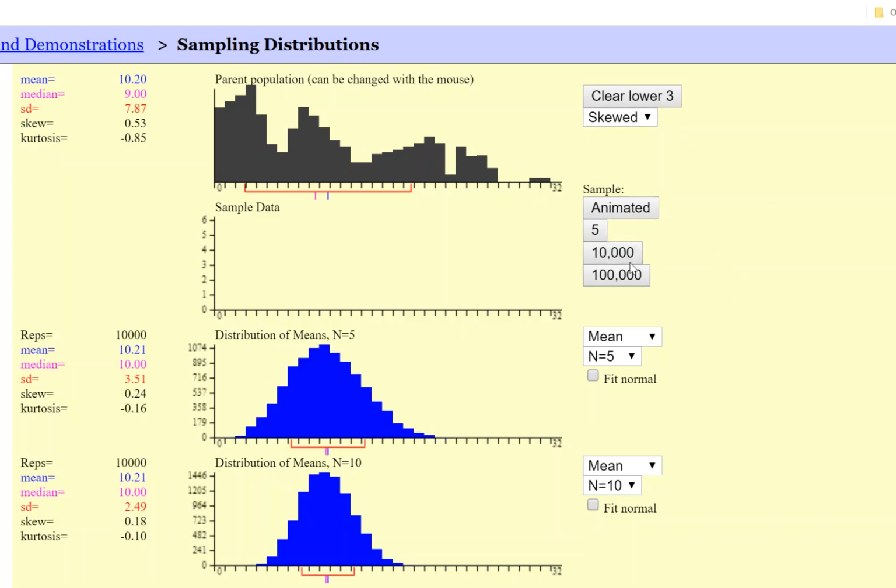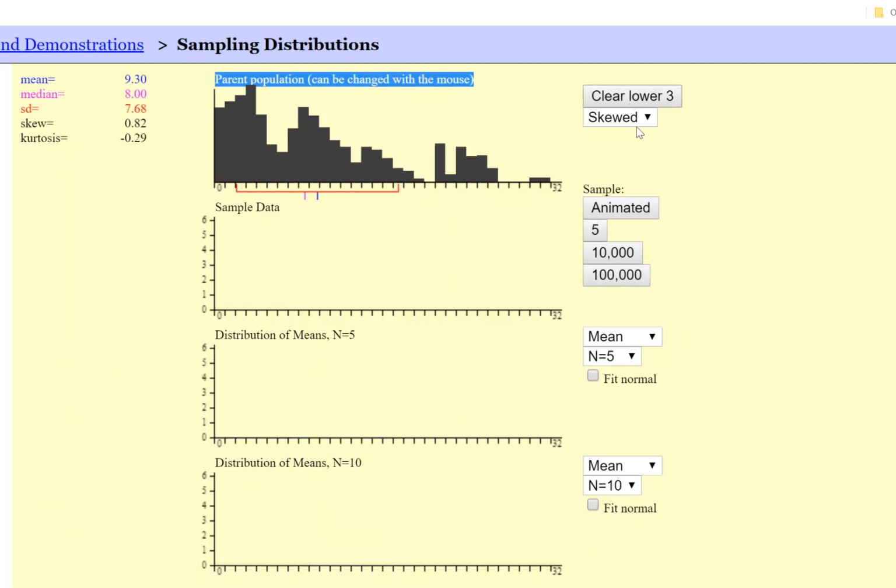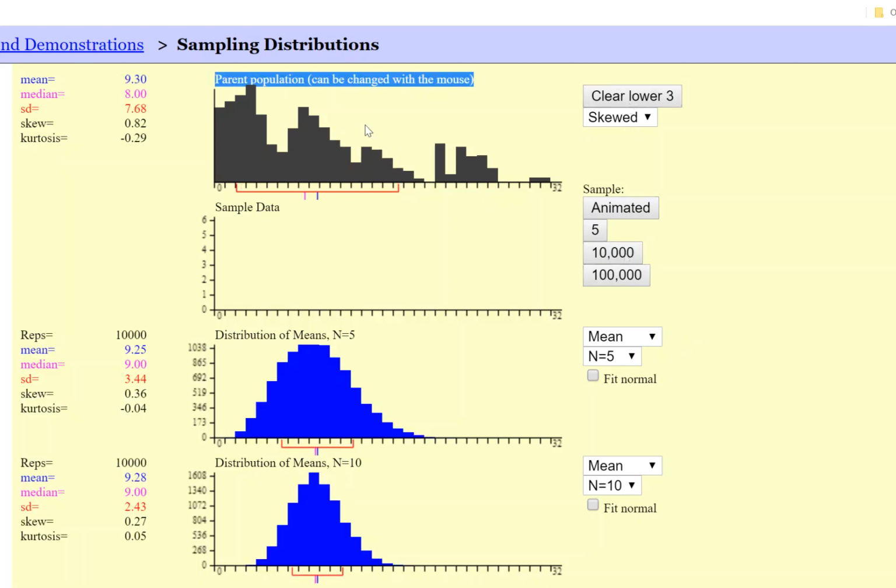Damn it, it came out normal. Clear. Oh look, it came out normal. Are you shocked? You shouldn't be. It's something that's always going to happen, because it's the central limit theorem. I can mess this up all I want.